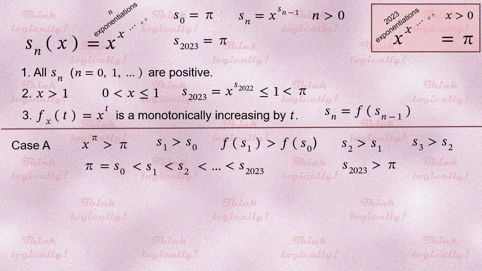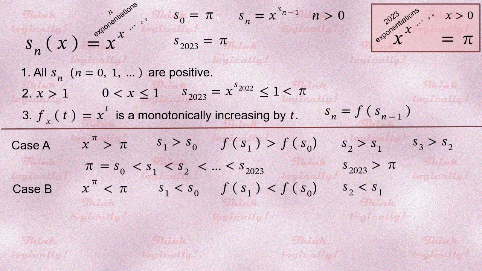So we drop case A and consider case B, when x to the power of pi is less than pi. This time s sub 1 is less than s sub 0. And again we apply function f, and again the sign stays. Now s sub 2 is less than s sub 1, s sub 3 is less than s sub 2, and again we get a long inequality, this time with a different sign. However, the sign essentially doesn't make any difference. And case B is also unsuitable.